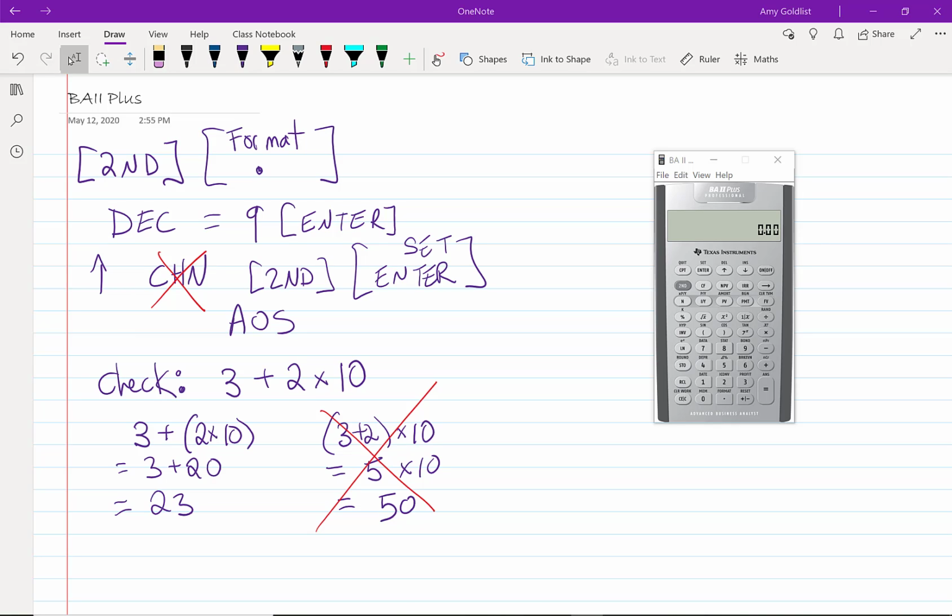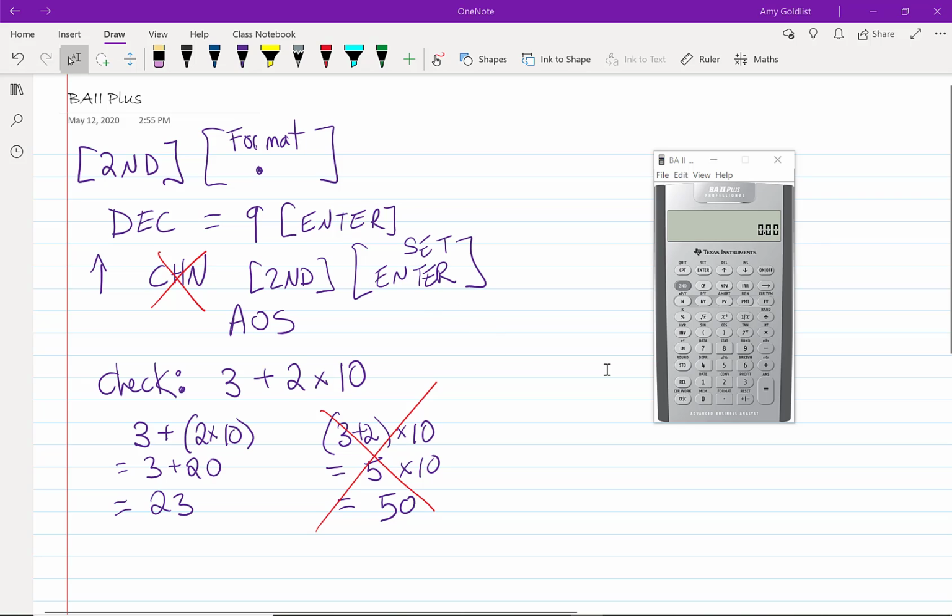Hi, let's format our BAII Plus Calculator correctly. You'll notice that my calculator is probably a different version than yours, but they all work the same way. Notice that it says 0.00. We want it to not show two decimal places. We want it to show all the decimal places.